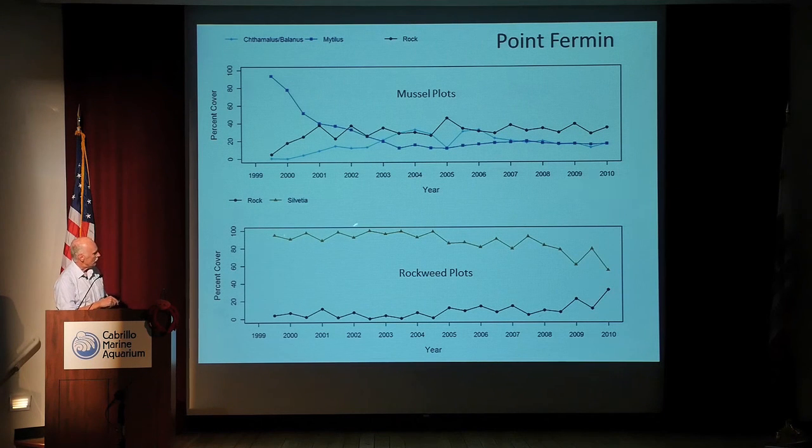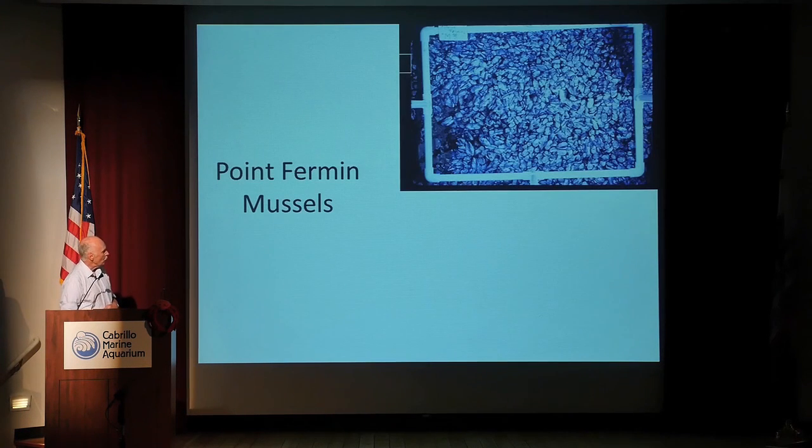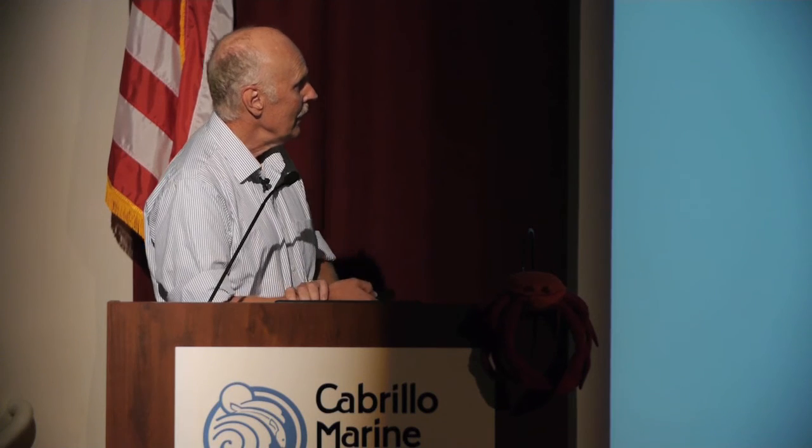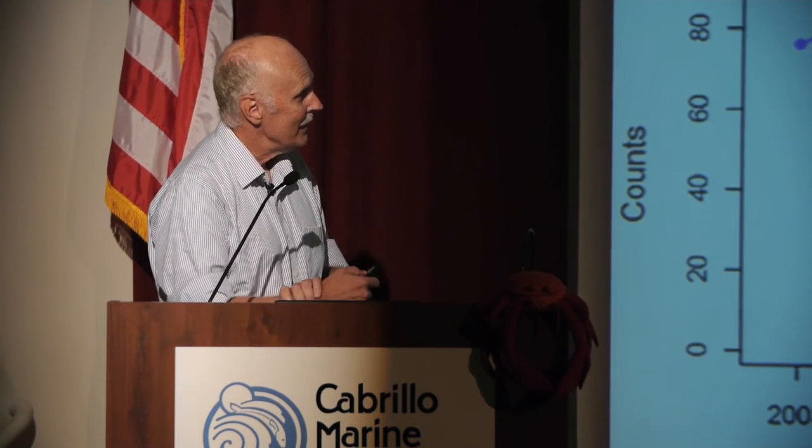Rockweed plots. Rockweed just kind of was fine up here until around 2005 or so. It started going down, down, down, down. I have a story about rockweed in just a little bit, and this is just one example of what's happening with rockweeds. This is an example of a mussel plot from when we first established things at Point Fermin. Look at all those mussels. Where'd they go? They're just wiped out, right? They're gone. That's actually a bit of a mystery.